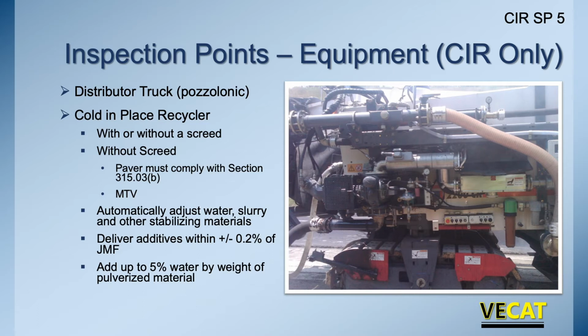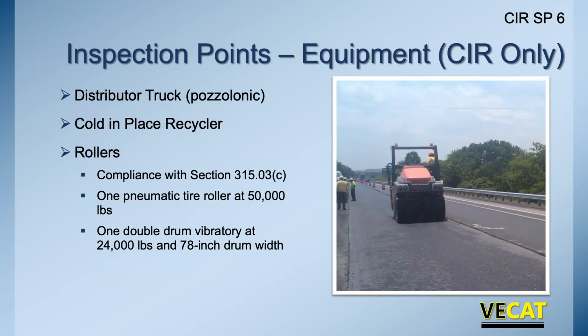So depending on how we're stabilizing, along with the materials that we're adding, we got to make sure that we can adjust it all properly. Any additives have to be within plus or minus 0.2% of the job mix formula. And we can add up to 5% of water by weight with the pulverized. Now water is being added to aid in the compaction process as it comes out from behind the paver screed.